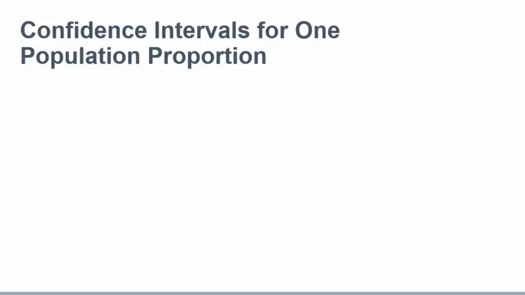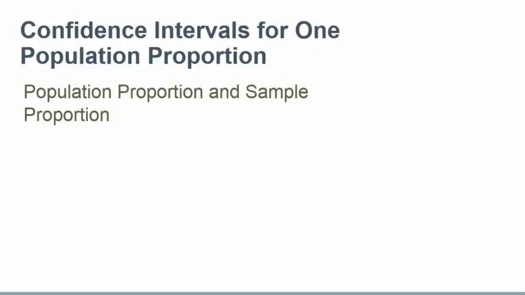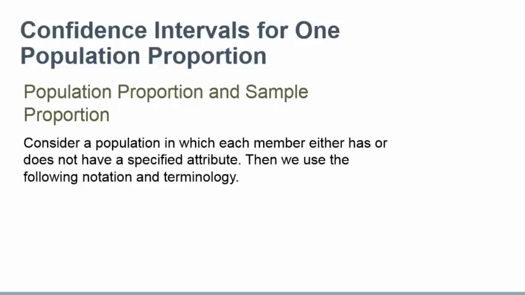Confidence intervals for one population proportion. Population proportion and sample proportion. Consider a population in which each member either has or does not have a specified attribute. Then we use the following notation and terminology.